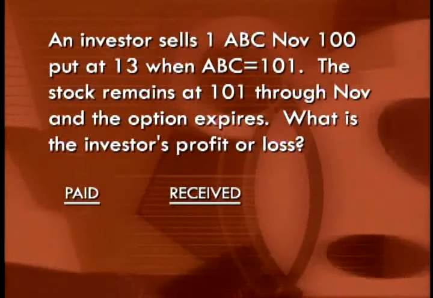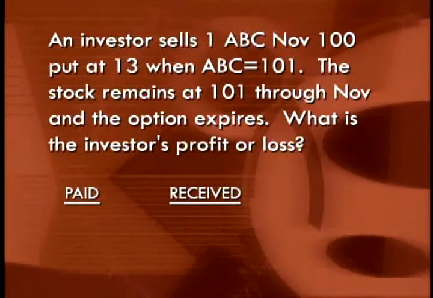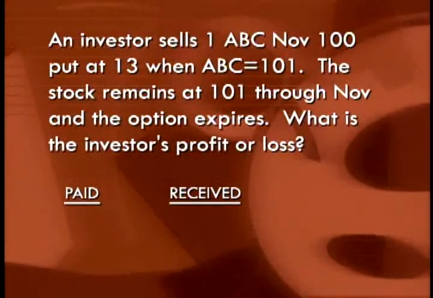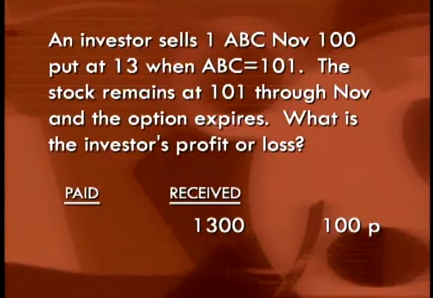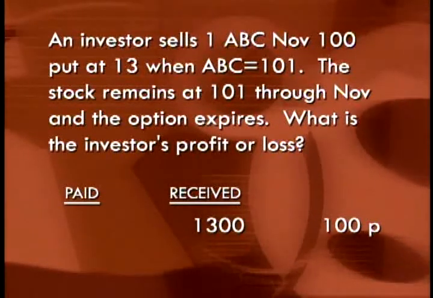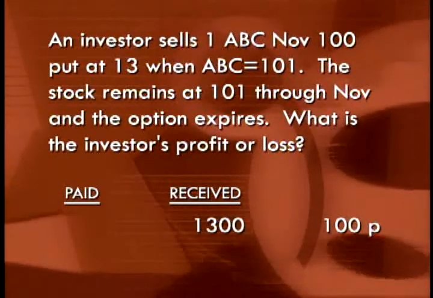So we put up a paid received chart. Since this investor sold a put, remember, we're selling, so we receive the premium. So the premium goes on the received or credit side, $1,300 in this case. And of course, this entry just reminds us that we are selling a 100 put.